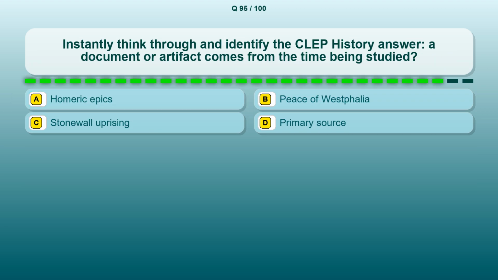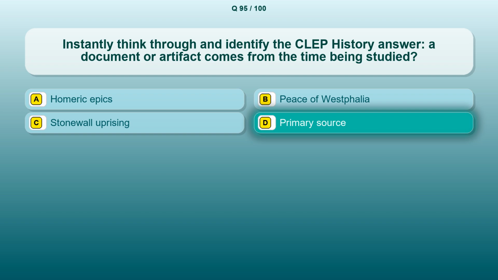Question 95. Instantly think through and identify the CLEP history answer. A document or artifact comes from the time being studied. Option A, Homeric epics. Option B, Peace of Westphalia. Option C, Stonewall Uprising. Option D, primary source.